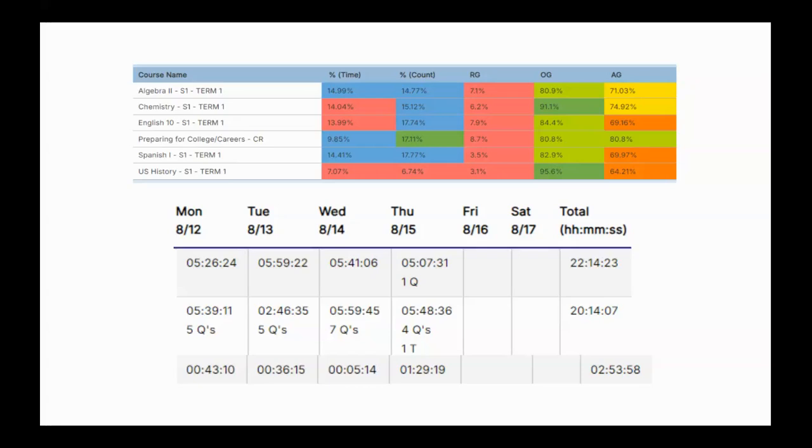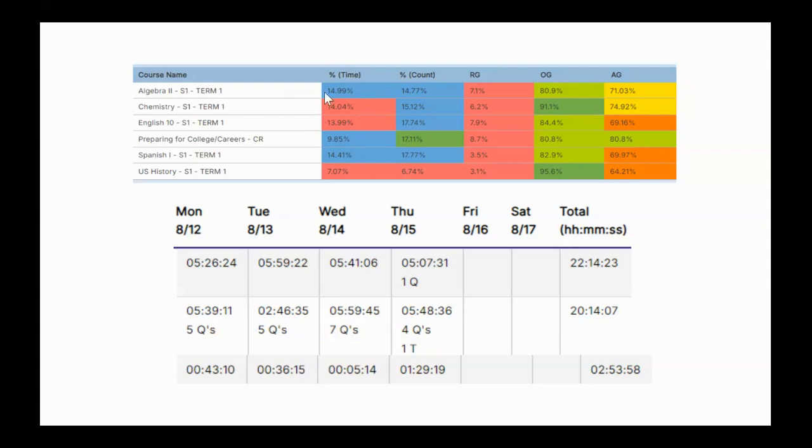I just want to go over how to look at the reports that you'll get every Monday. These reports are for Edgenuity, your progress, as well as your session log for the week before. Looking at the progress report, you'll notice that the first column is going to be the percent of time you have spent in that course.